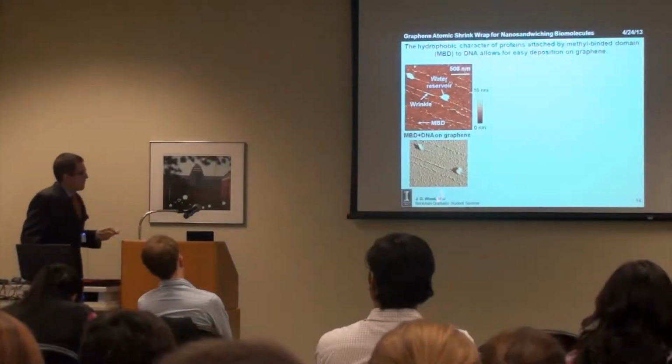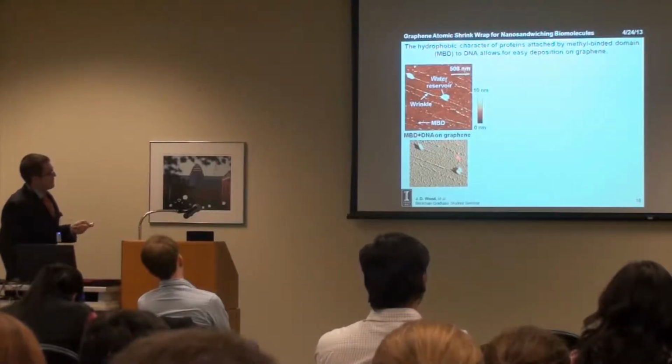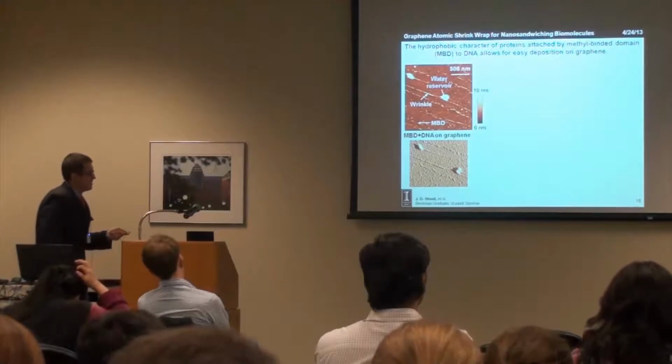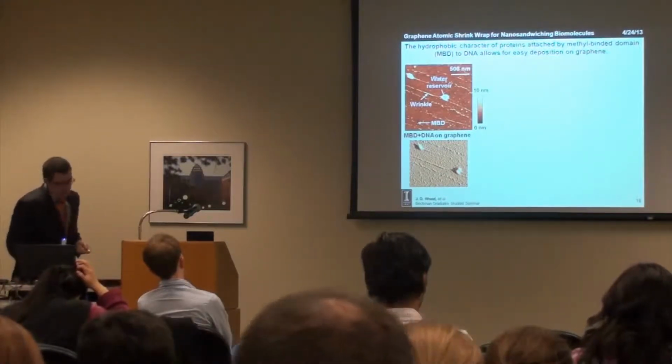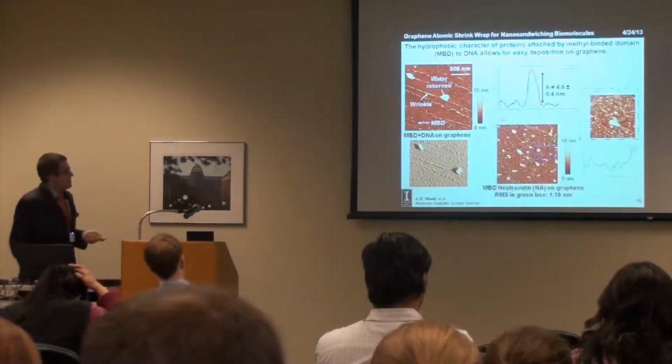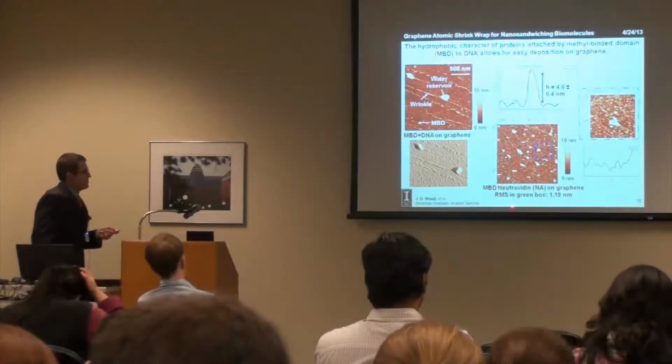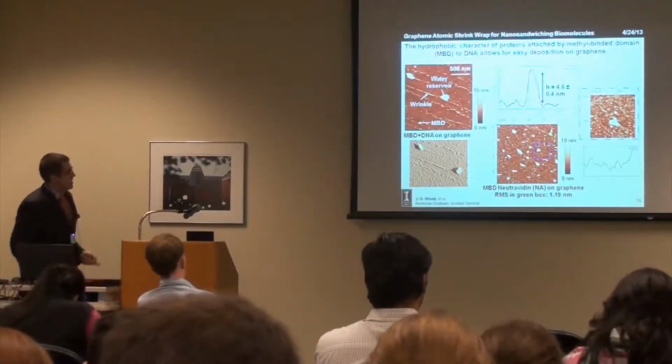So how do we put down our proteins? Well, we transfer a layer of graphene first. We put down a protein, in this case the MeCP2 protein by methyl-binding domain, methylated to DNA. Its height's 5 nanometers, as expected. We also look at this NeutrAvidin protein, which is also about 5 nanometers in height.